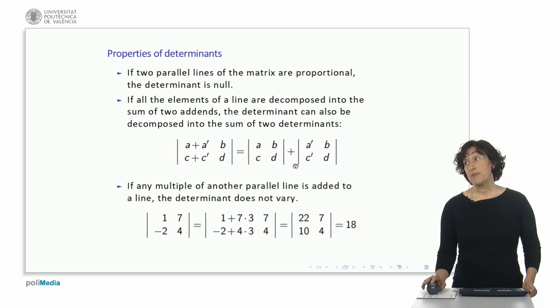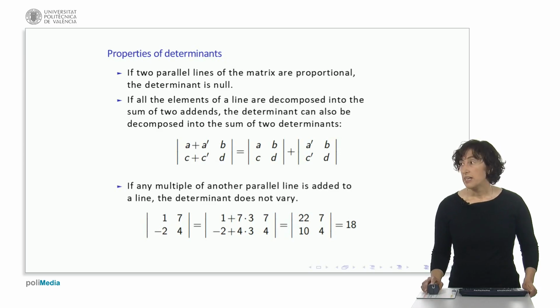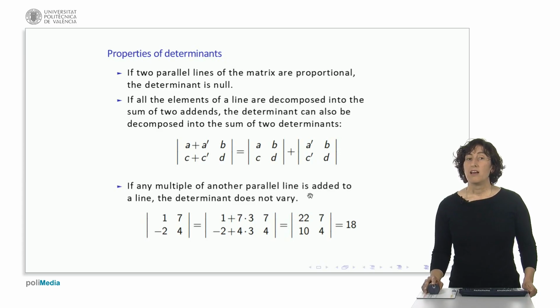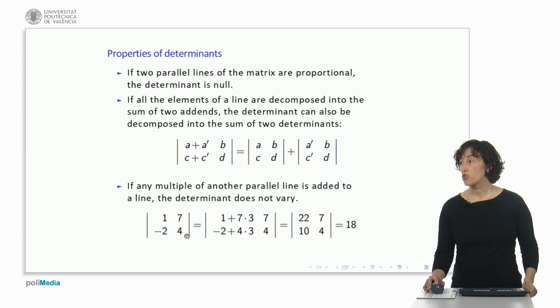And the next property that is also very useful in the determinant calculation is that if a line is added to a multiple of any other parallel, then the determinant does not vary. For example, 1, 7, minus 2, 4. If I add the second column to the first column multiplied by 3, as you can see, 1 plus 7 times 3, and minus 2 plus 4 times 3, that gives me 22, 10, 7, 4. Then the two determinants are worth the same. This determinant is worth 18, and this other determinant is also worth 18. This property is very important because it will help us to simplify the calculation of the determinants, especially of superior order.